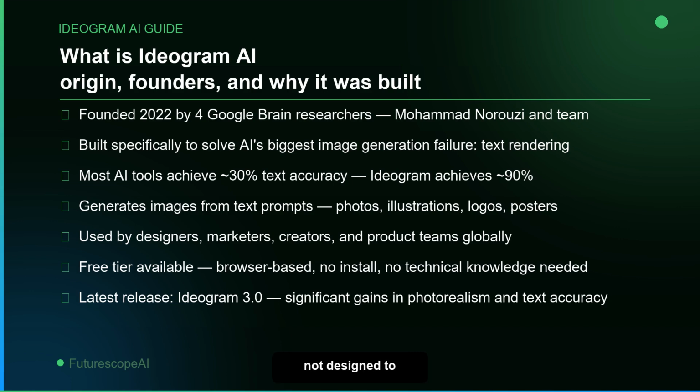Ideogram was. The platform achieves around 90% text accuracy compared to roughly 30% across other mainstream tools. Beyond text, Ideogram generates high-quality photos, illustrations, logos, and posters from text prompts, and the latest release, Ideogram 3.0, represents a significant improvement in both photorealism and text precision.